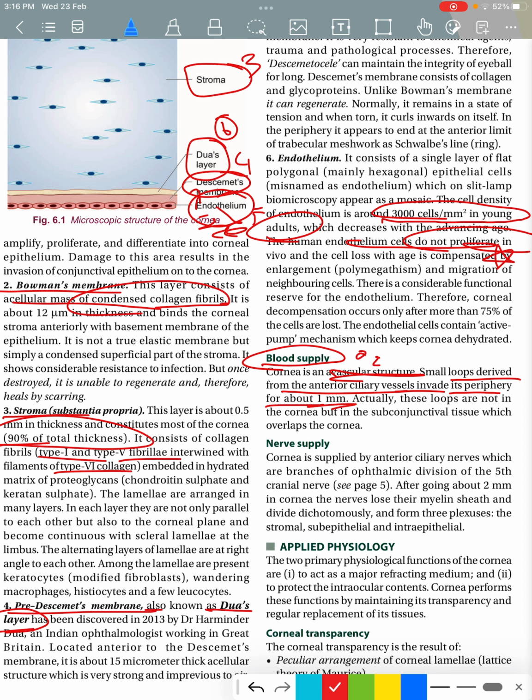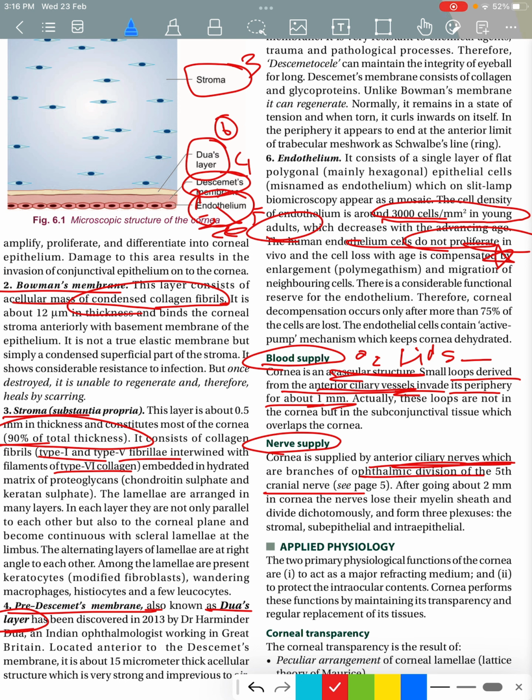Then you can think, if there is no blood supply, then how does it get nutrition? It comes from the air, through diffusion, and also from the anterior chamber. Then the oxygen supply: during sleep, it comes from the lid margins, through the anterior ciliary vessels. Then the nerve supply of the cornea is through the anterior ciliary nerves, a branch of the ophthalmic division of the trigeminal nerve.